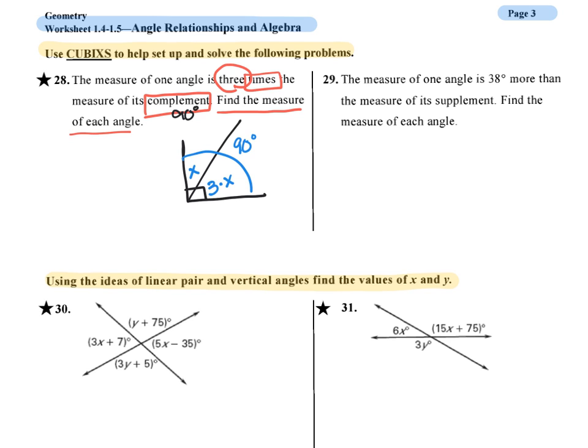So after we have our picture here, we're going to set up and explain that complement means 90, and we have x plus 3x equals 90, or again, we can do our mental math, 4x equals 90. And then what I'm going to have you do is find out what x equals, and then I want you to take that x value and plug it in to those 2 spots right there to find the measure of each of them. And when you add them together, it should equal 90.